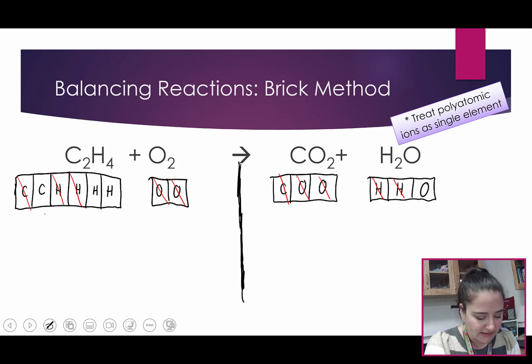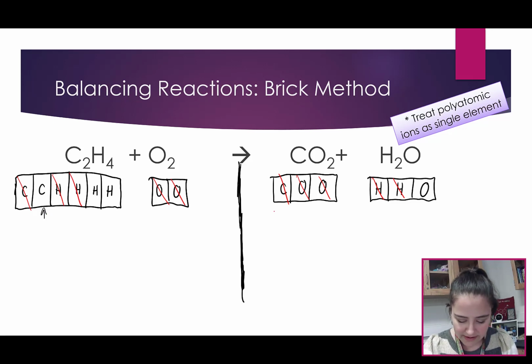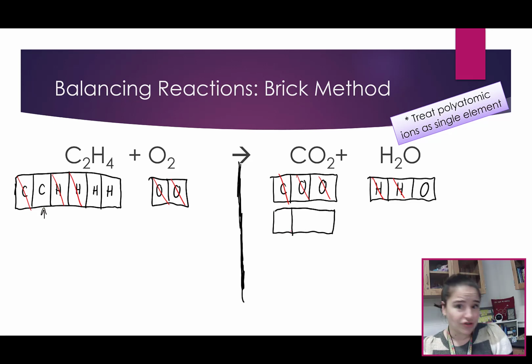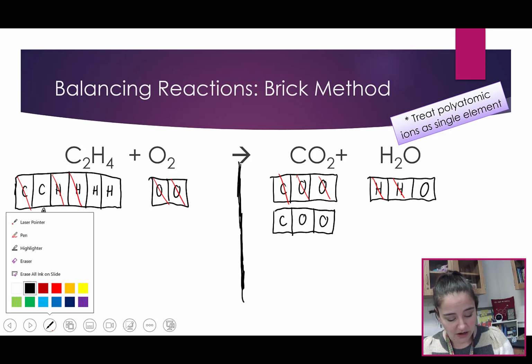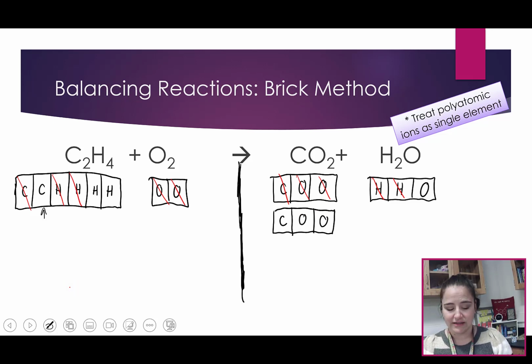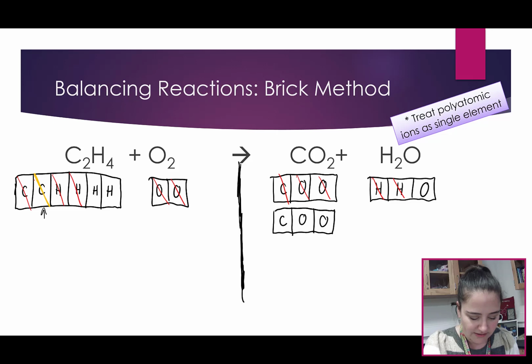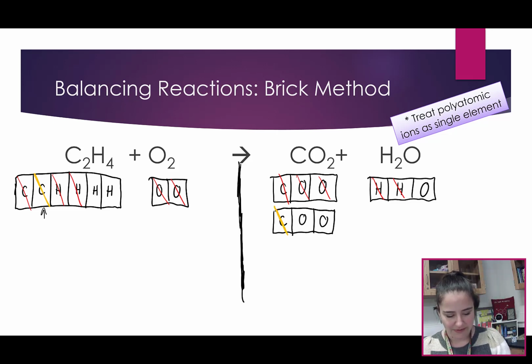So I'm going to need to add more bricks. First, to cancel out this carbon, I'm going to go ahead and add another brick of my carbon dioxide. I can't just add the carbon. I don't have any of those bricks. I only have carbon dioxide. So I'm going to add it as that CO2. And that allows me, I'll switch to orange so that you guys can see this in order. So then this carbon can cancel out with this carbon.